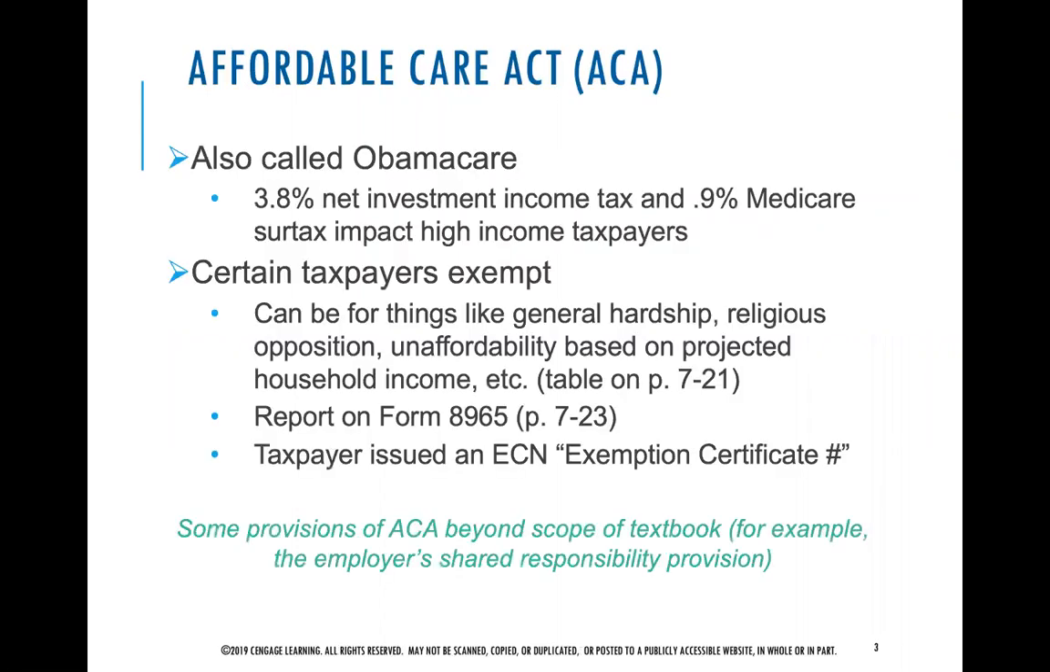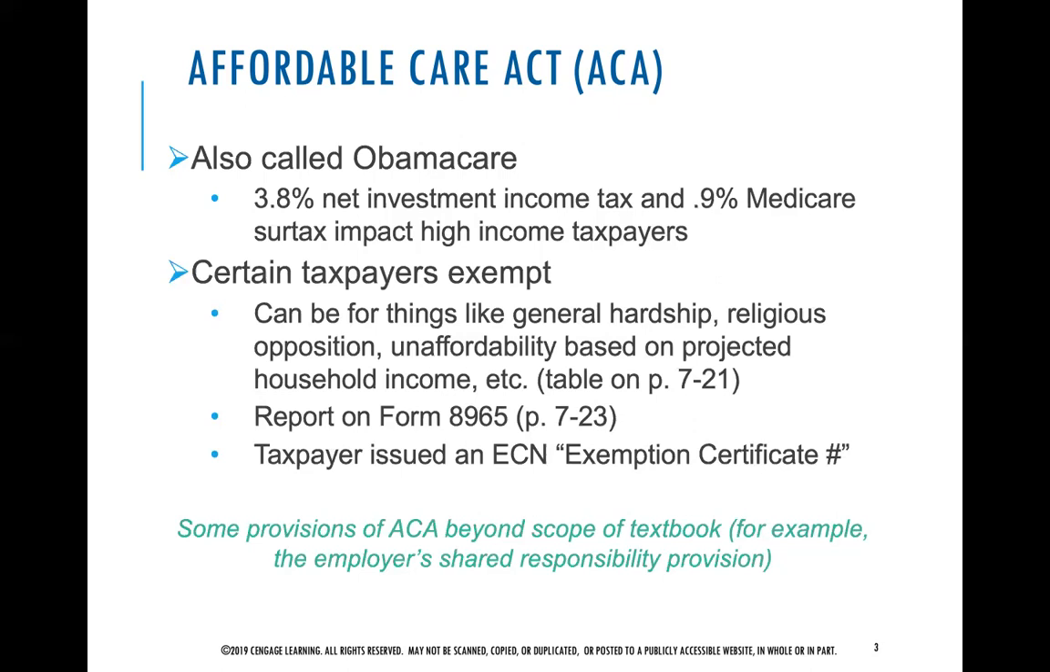The Affordable Care Act, also called the ACA or Obamacare, contains a number of different provisions that affect taxpayers' income tax liability and reporting. The net investment income tax of 3.8% and the 0.9% Medicare tax, which we discussed both in Chapter 6, are additional taxes for certain high-income taxpayers. Two important tax-related provisions affecting average taxpayers are the individual shared responsibility provision, sometimes known as the individual mandate, and health insurance premium tax credits.